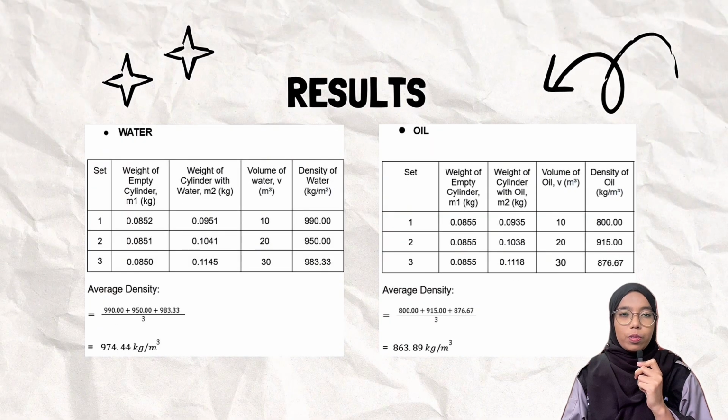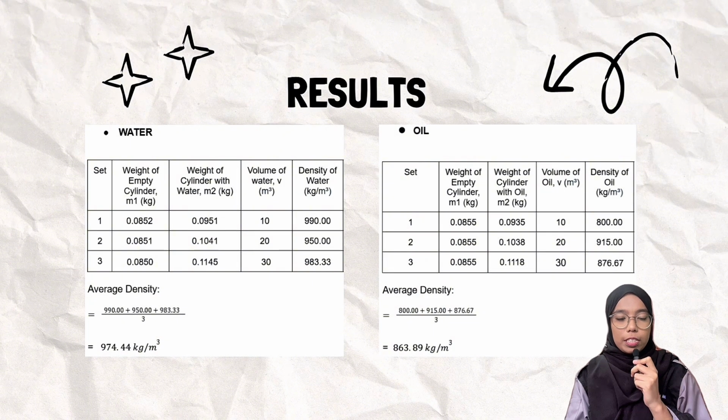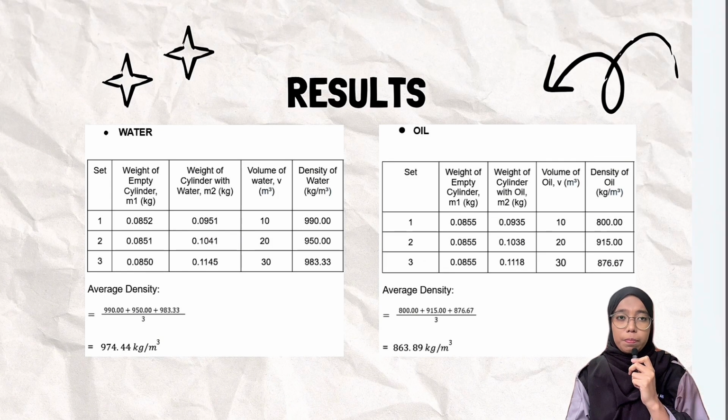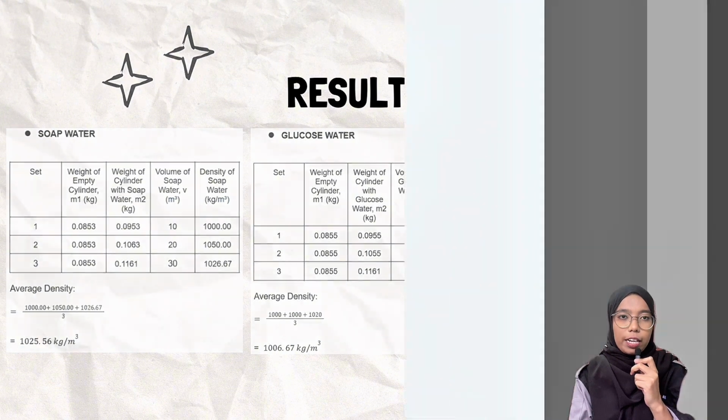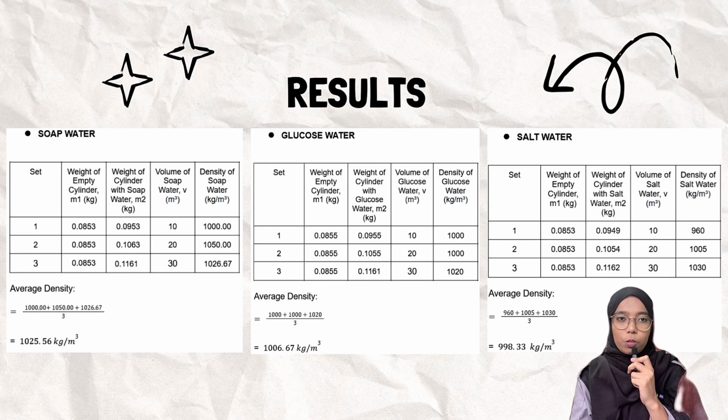The fluids tested were water, oil, soap water, glucose solution, and salt water. The average densities obtained were water 974.44 kg per cubic meter, oil 863.89 kg per cubic meter, soap water 1025.56, and glucose water 1006.67. Lastly, salt water 998.33 kg per cubic meter.